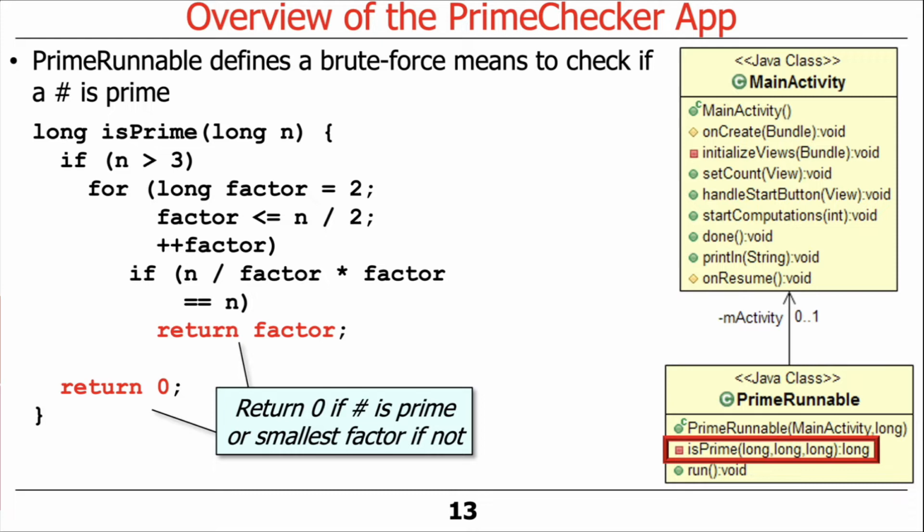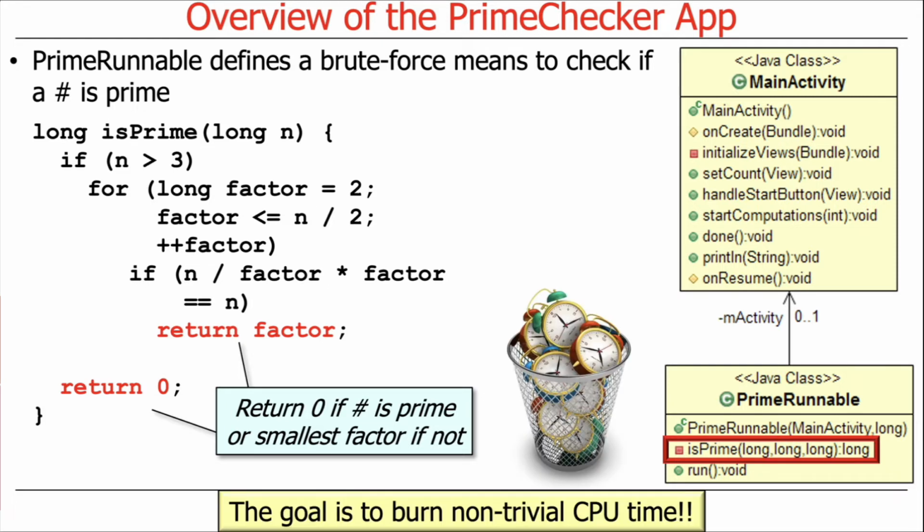And it's intentionally designed to be inefficient. It'll return the smallest factor if the number is not prime, and it returns 0 if the number is prime. And the goal of this whole thing is just to burn CPU time, thereby demonstrating the benefits of parallel processing.